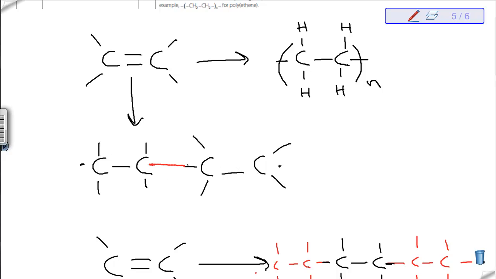So once they combined, we had one big group. There is no loss of elements. In other words, there is no byproduct that is not a part of the group. That is addition polymerization. So you are required to know about that.